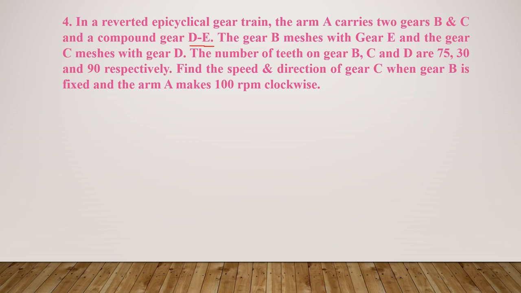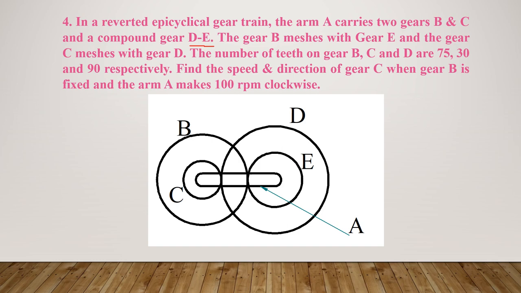Okay, so the arrangement somewhat looks like this. You can see here the condition is satisfied. It is a reverted gear train, so B and C are in the same axis. And DE, the compound gear, are in the same axis. So there is an arm A which supports B and C, and B is meshing with E, C is meshing with D. Okay, so as per the given condition, we have drawn the arrangement.